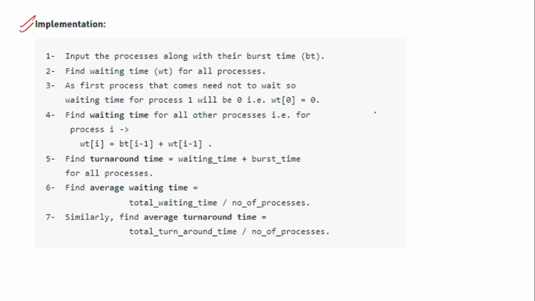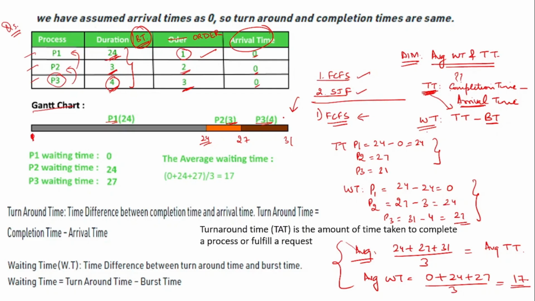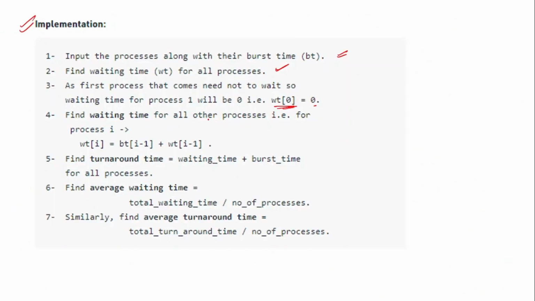And this is the algorithm written here. The algorithm says first we need to input all the processes along with their burst times, then we need to find the waiting time of all the processes, and as the first process that comes need not wait, the waiting time of the first process would be 0, which we have already seen. Then for other processes we would be calculating the waiting time based on this formula. The turnaround time would be calculated based on this formula, and then finally the average waiting and average turnaround time. So this is the algorithm.